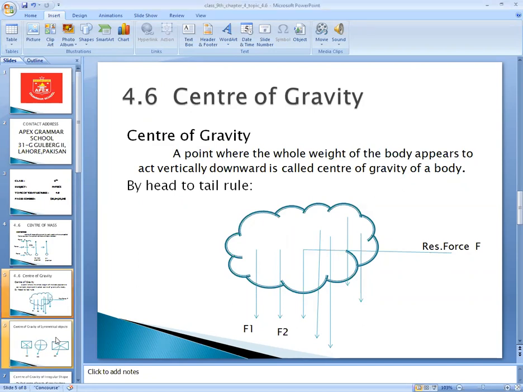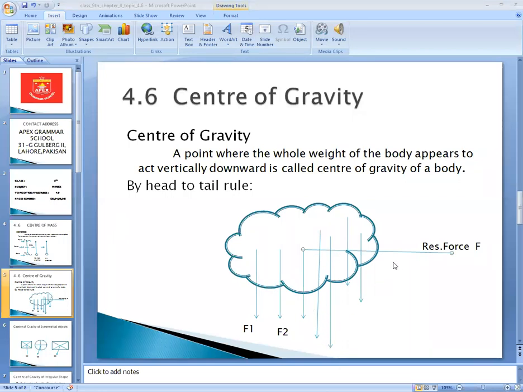All the forces to be added. So then this will be the point where my resultant is, if I take the resultant of all these forces. The resultant force is a single force which has the same effect as all the forces combined, acting together. These forces are vertically acting and parallel to each other.